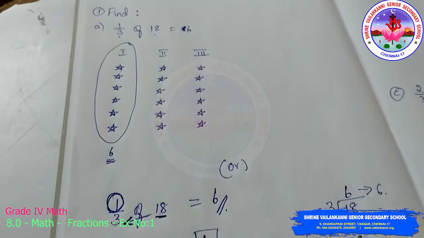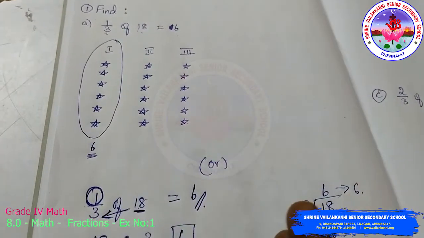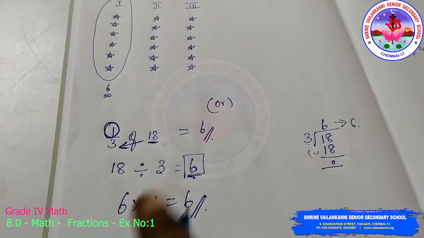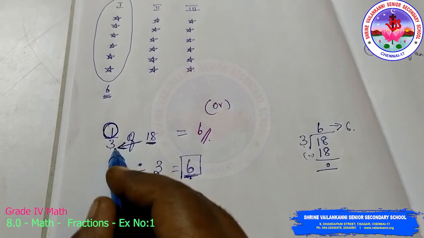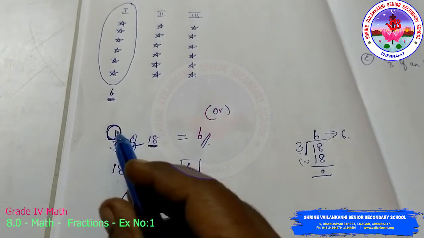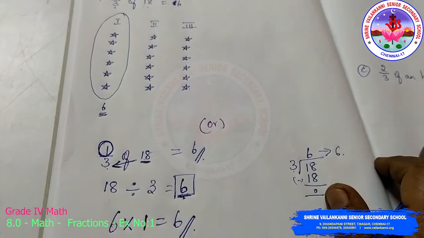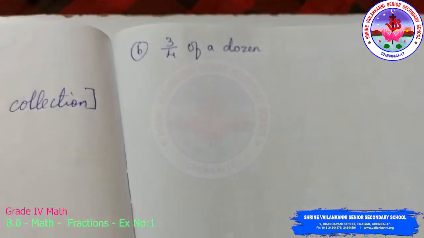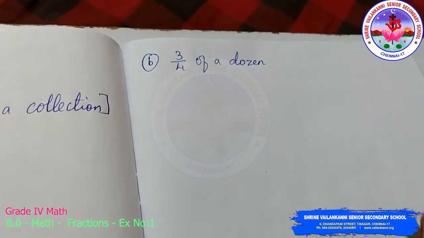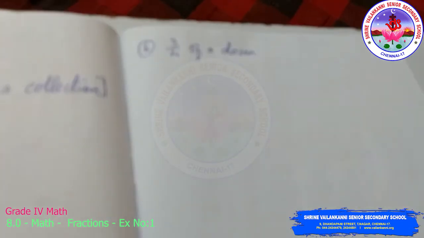So for the upcoming sums, you can draw any kind of picture and find it, or else you can use this method also. The whole number has to be divided by the denominator, and the quotient should be multiplied by the numerator. I'll show you two more sums. For the second and third sums, I'm going to use the normal division method only, not drawing pictures.